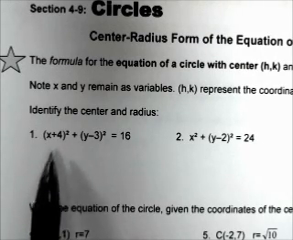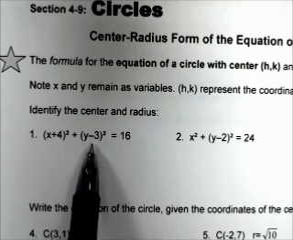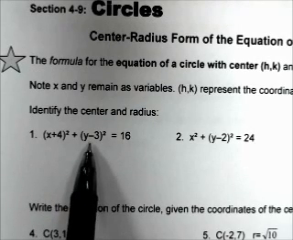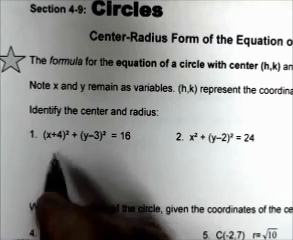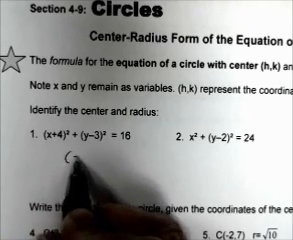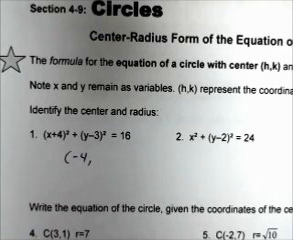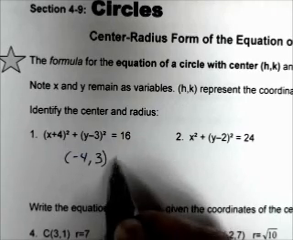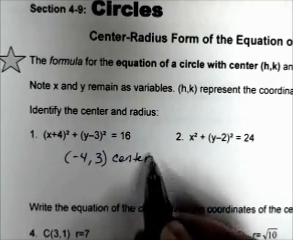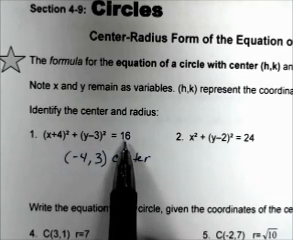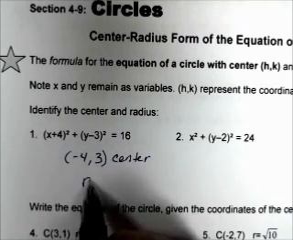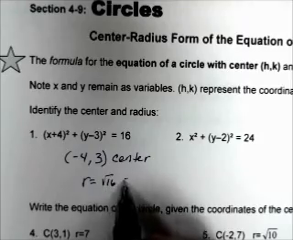Now, when I taught geometry, I would simply say, look inside your parentheses and pull out the opposite of what's there. We have (x + 4)^2, so we pull out the opposite of positive 4, negative 4, and the opposite of negative 3, positive 3. So this is the coordinates of our center. And the radius is simply the square root of 16, which is 4.